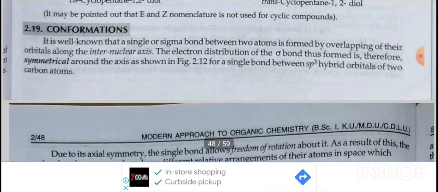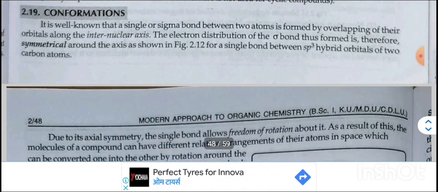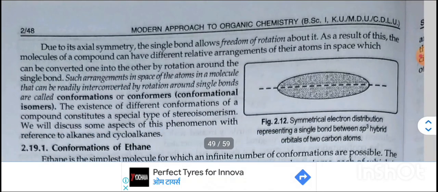Conformations. It is well known that a single or sigma bond between two atoms is formed by overlapping of their orbitals along the internuclear axis. The electron distribution of the sigma bond thus formed is symmetrical around the axis, as shown in the figure, for a single bond between sp3 hybrid orbitals of two carbon atoms. Due to axial symmetry, the single bond allows freedom of rotation about it.